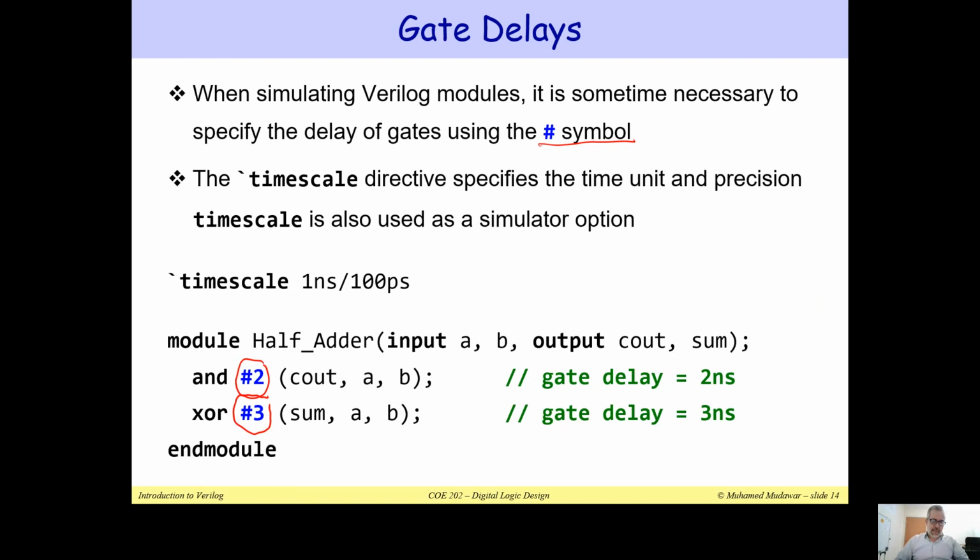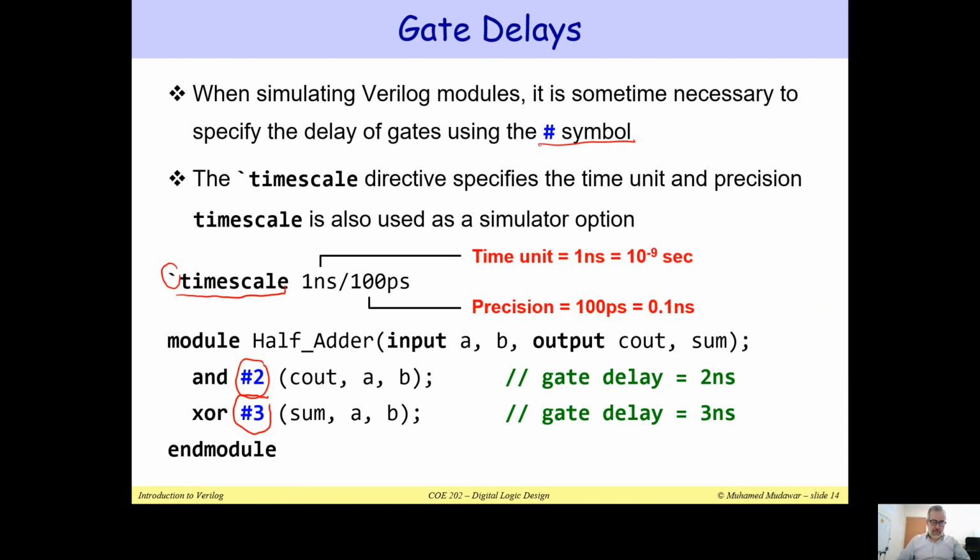Now, the time unit can be specified with a time scale. Verilog has a directive which is called timescale. Notice that you write a small backward quotation, a back quote, before timescale. This is important. This is called the directive. And then you write two things. You write the time unit. So here I'm using the time unit, which is 1 nanosecond. So this #2 will be 2 nanoseconds, and the #3 will be 3 nanoseconds.